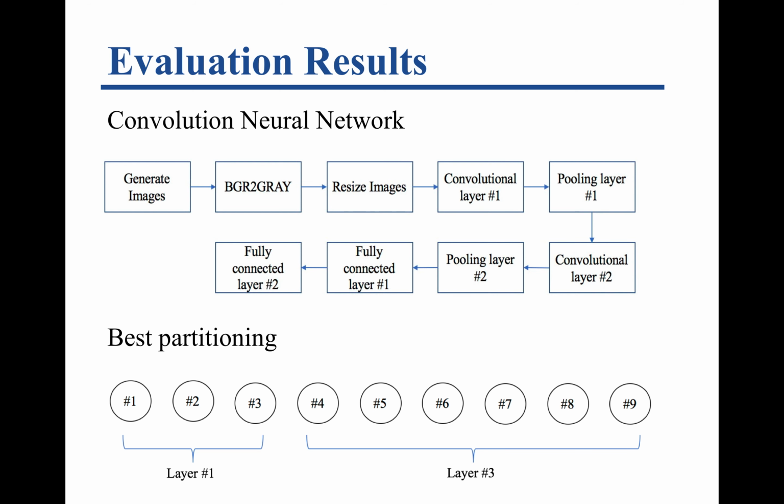3 streaming applications have been implemented and evaluated. The first application is a convolution neural network, and we designed 9 actors. The best positioning of the CNN application is that the first 3 actors be deployed in the first Raspberry Pi, and all other actors are deployed to the desktop computer.